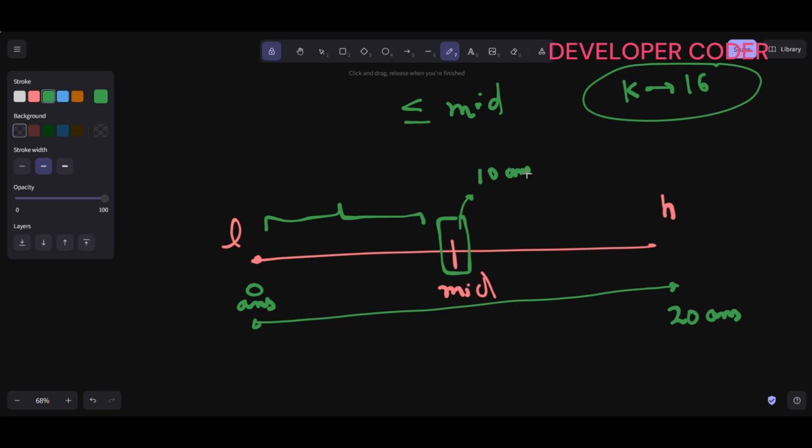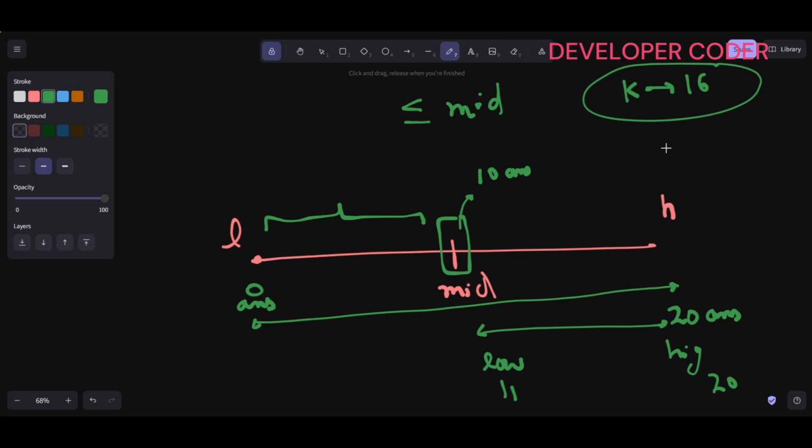Okay, 10 answers possible. Now in this range, the k value does not exist, right? So next time you are going to search in this other range. Next time your low is going to be mid plus 1. So this is your next low, and here this is high. In this range, low is 11, and high is nothing but 20, right?